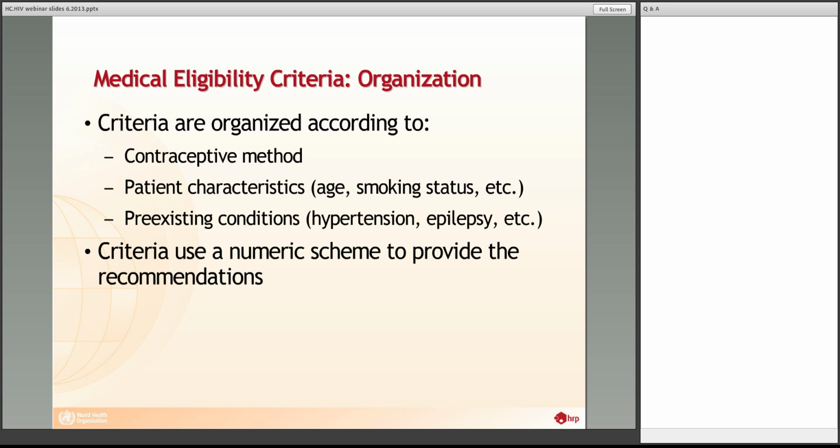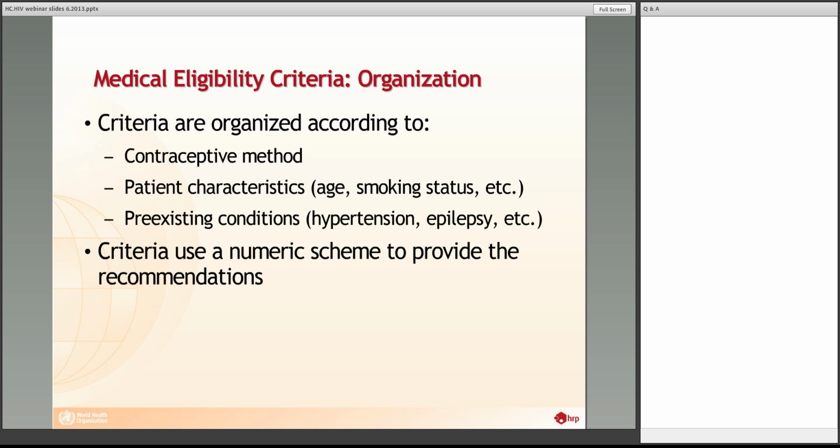Okay. Number 4 is a condition that represents an unacceptable health risk if the contraceptive method is used. So generally, you wouldn't want to use the method if it's a 4 for someone who has that condition. Next slide, please.